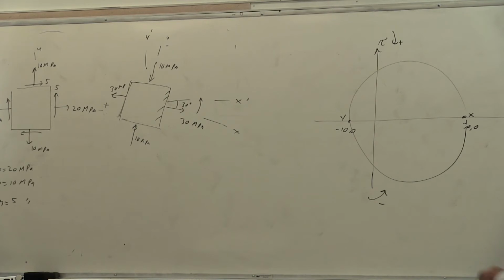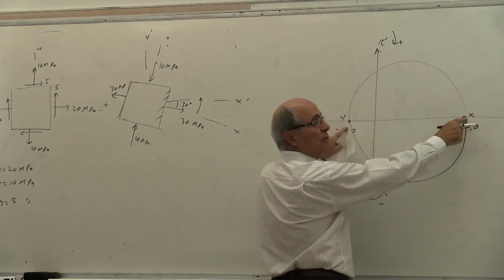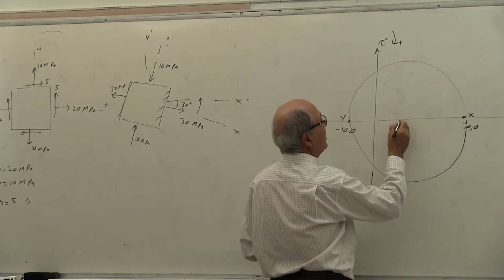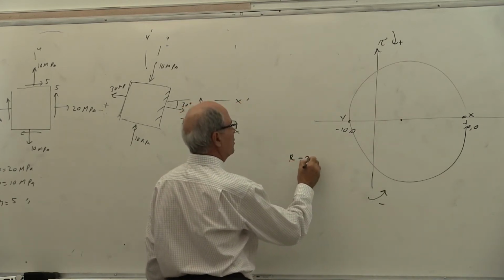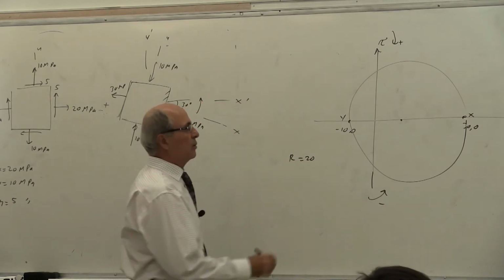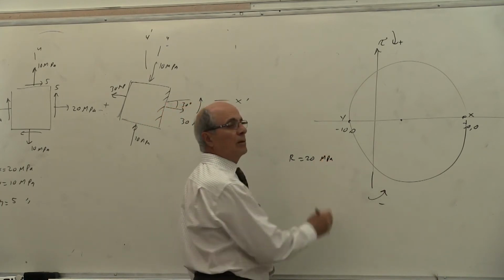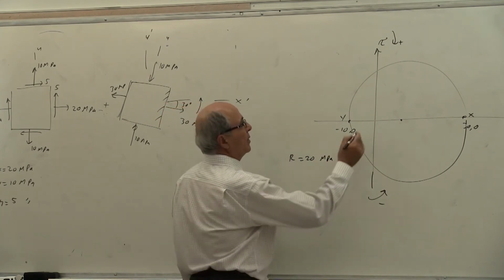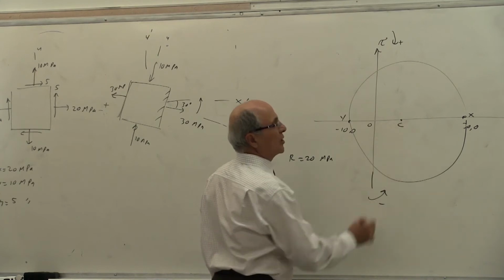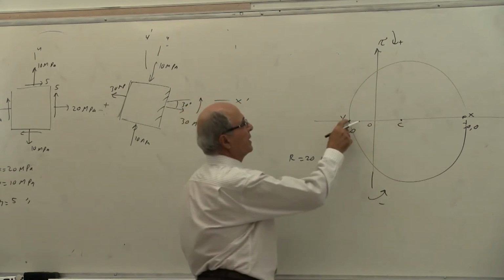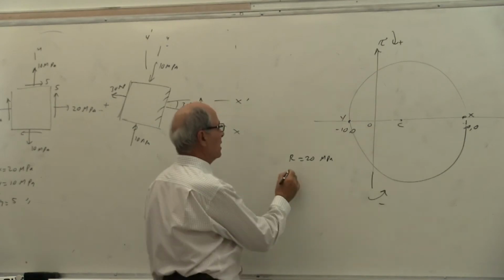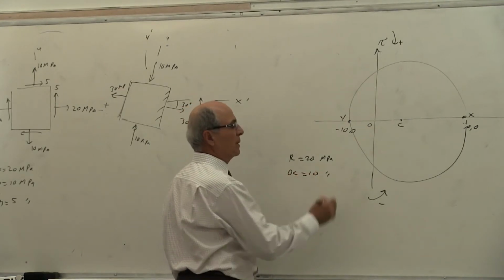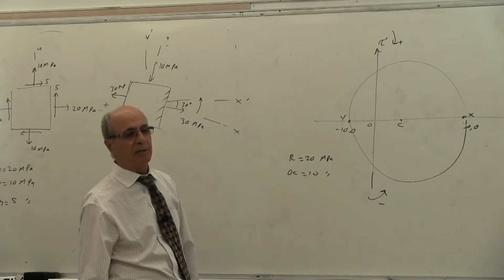Where is sigma average? Notice this distance from here to here is 40. The average of that is 20. So the radius is 20 megapascal. Yes or no? You don't need any formula. OC, this is the center, is equal to 10. 10 and 10 is 20, and that's 20. So OC is equal to 10 megapascal, which is sigma average. Correct?